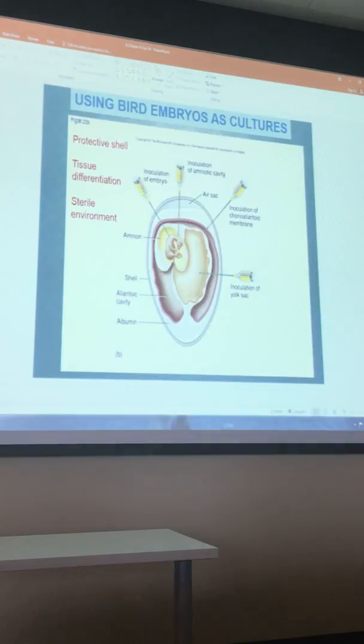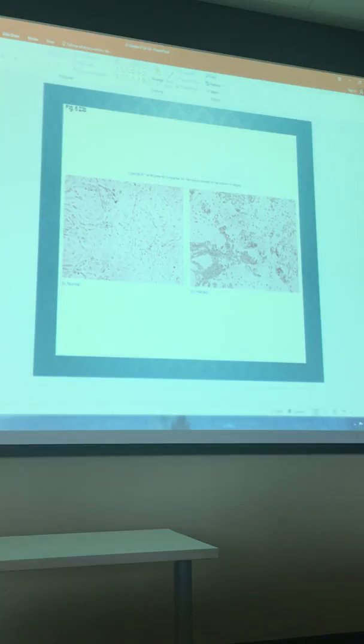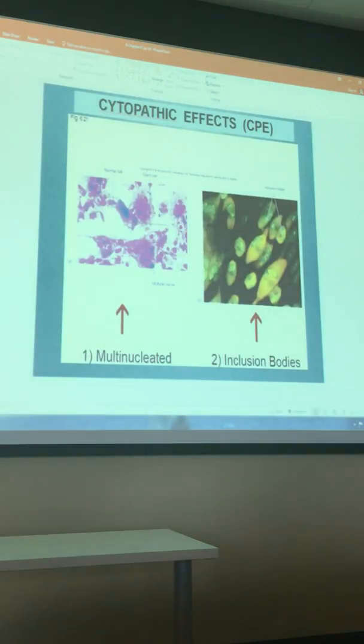Are eggs used to cultivate viruses? True or false? What's great about eggs is that you can see every growth stage of a vertebrate, and then you can test a vaccine on them. So yeah, perfect for that. You can even grow them in plates and see how they burst cells. You can even see normal tissue versus tissues that have been infected by a virus. So those are all interesting. Here's cytopathic effects. Know that multinucleated cells and inclusion bodies are examples of those.